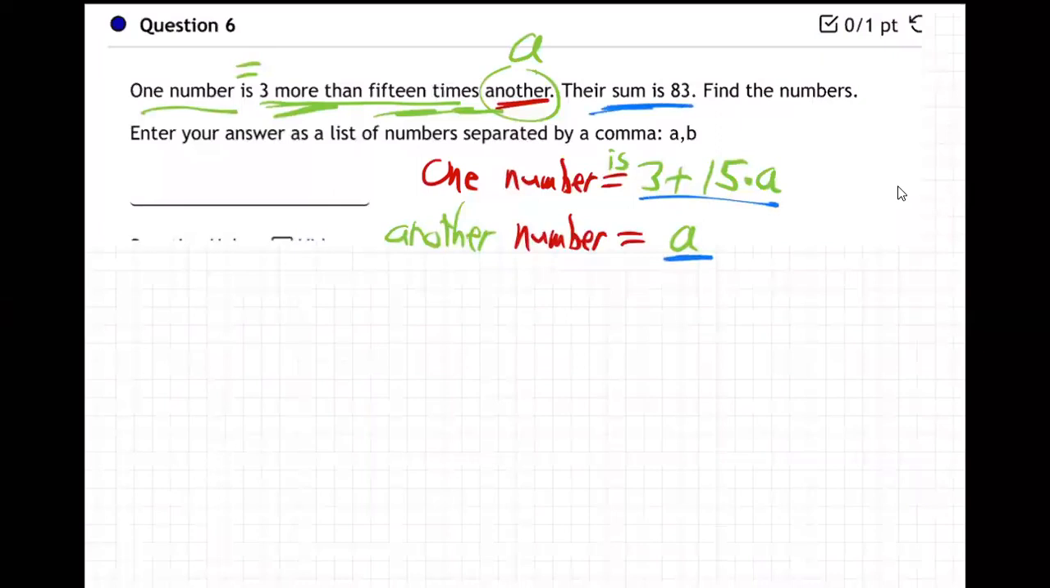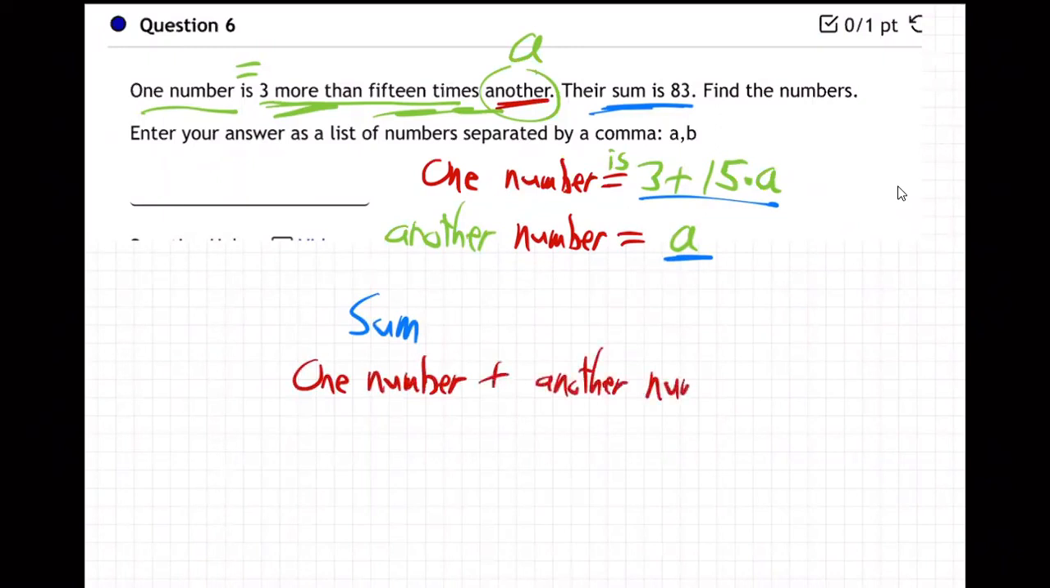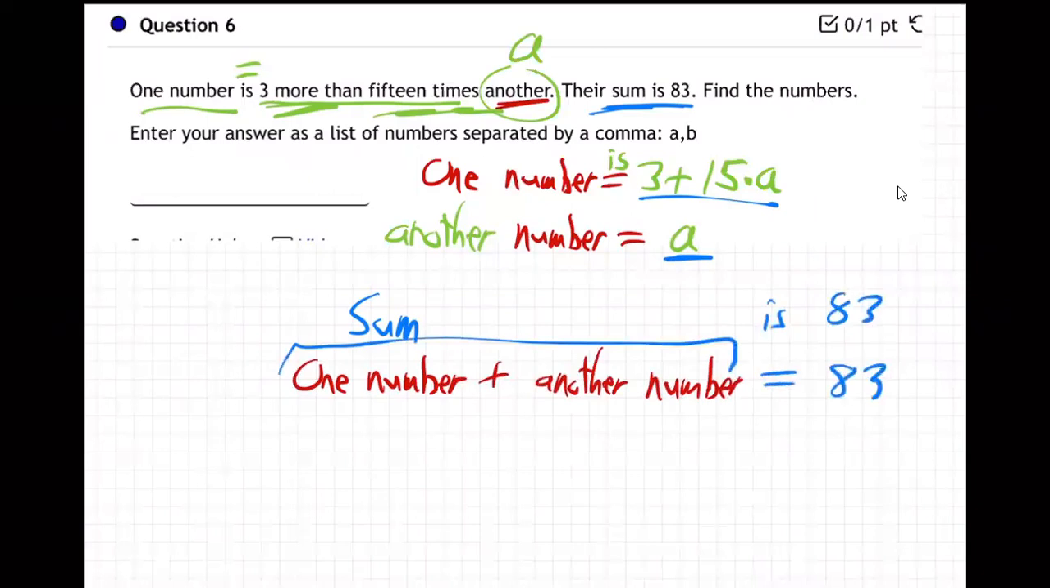And then what does it say? Their sum is 83. So the sum, which is one number added to the other number, that's their sum, is 83. So equals 83, right? Their sum is 83.